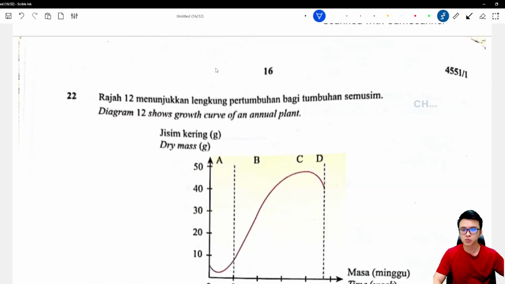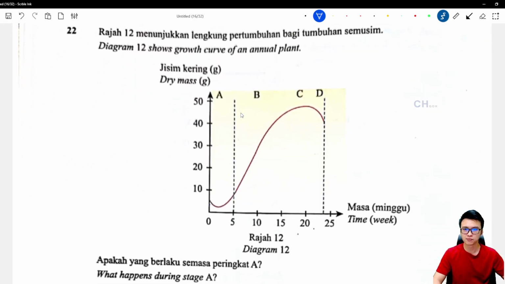You can see diagram 12 shows the growth curve of an annual plant. So annual plants, well, we look at the graph here first. We have the dry mass for the y-axis, and the time for the x-axis. You can see the dry mass is recorded from week 0 to the 25th week. The problem is the mass started to reduce in stage A. But then after that, it started to increase exponentially during stage B.